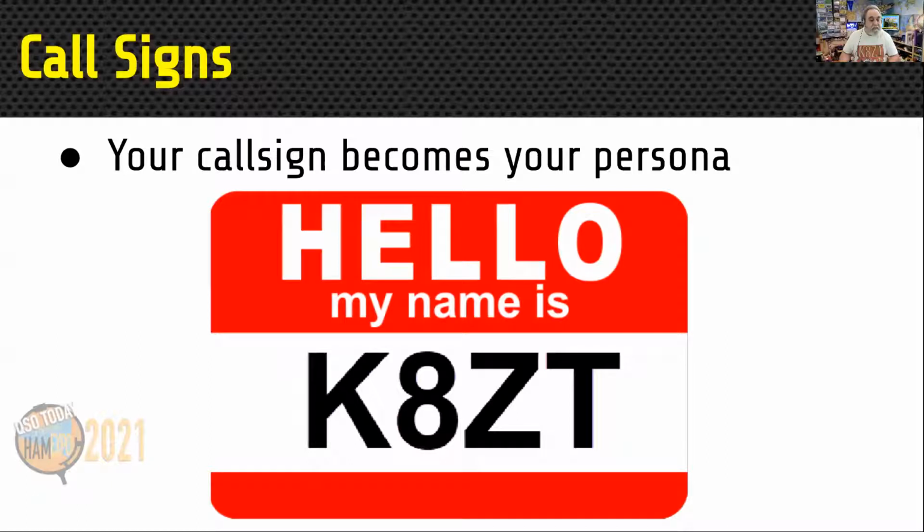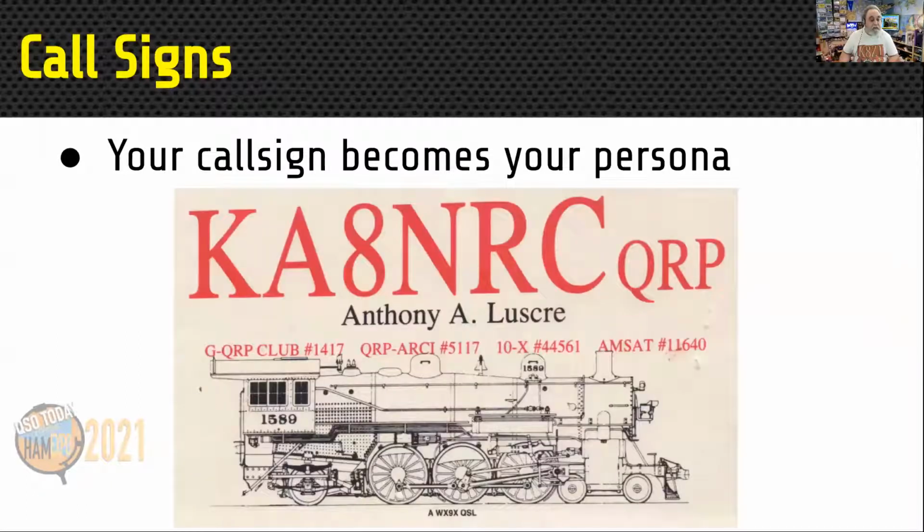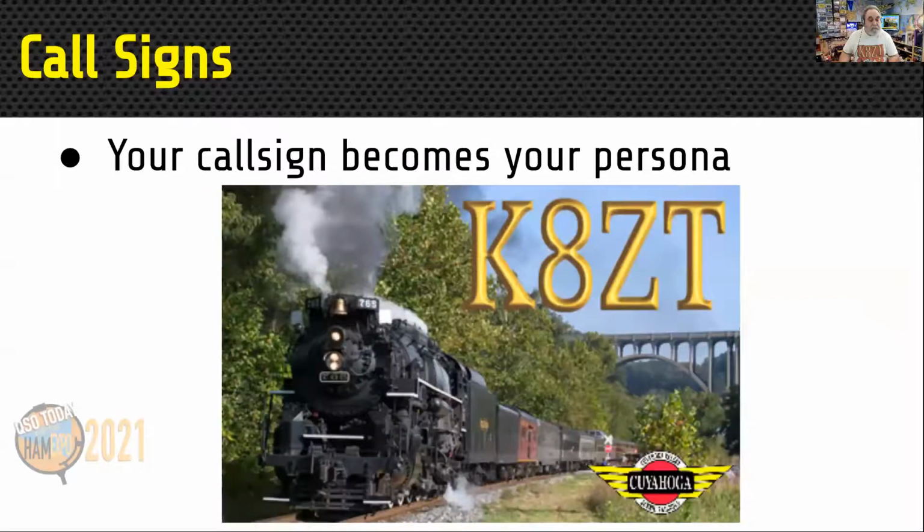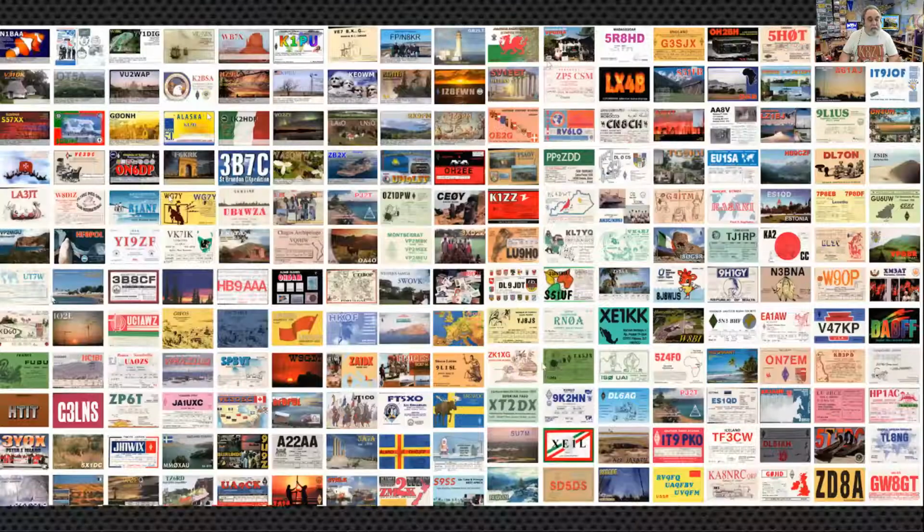My call sign is Kilo 8 Zulu Tango, but my original call sign when I got my novice license in 1981 was Kilo Alpha 8 November Radio Charlie, a call sign that I held for almost 20 years. In 2000, I adopted a Vanity call sign, Kilo 8 Zulu Tango. And these are some of my QSL cards over the last couple years.